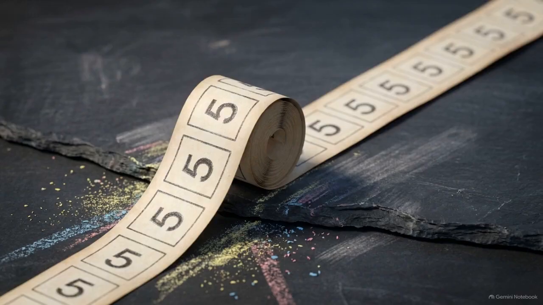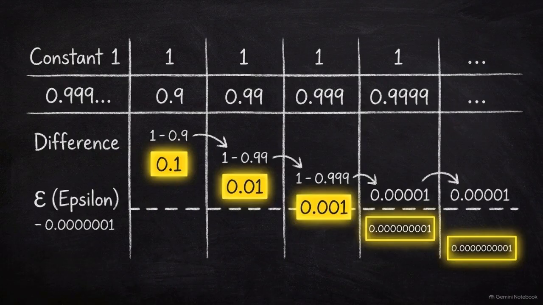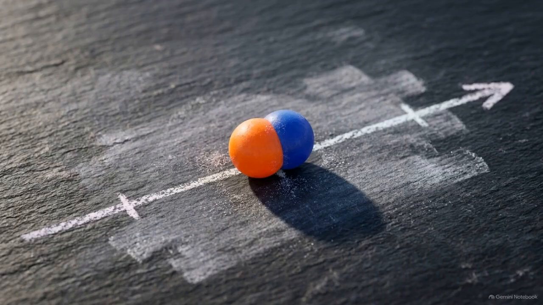This system incorporates ordinary whole numbers by treating them as constant sequences. A number like 5 is simply a sequence that repeats the value 5 at every step. If we subtract the sequence for 0.9999 from the constant sequence of 1, the gap is 0.1, then 0.01, then 0.001. The difference constantly decreases, falling below every possible positive epsilon threshold we can set.